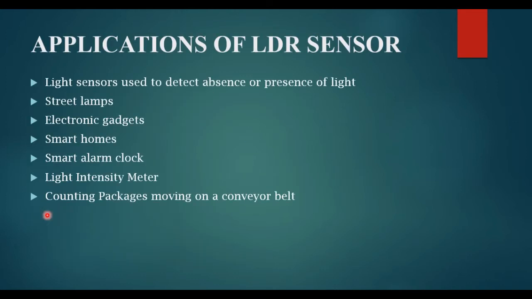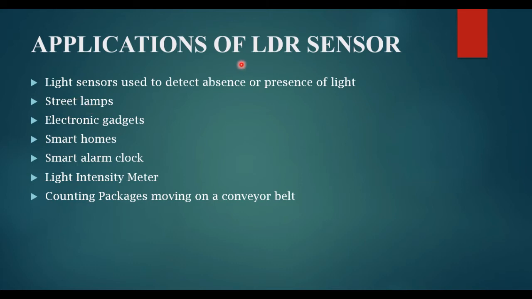So now, what are the applications of the LDR sensor? One of the main applications of the LDR sensor is street lamps or street lights. Earlier we did an activity based on the street light, wherein when the IR sensor senses an object, it makes the LED light turn on irrespective of the light in the surroundings.